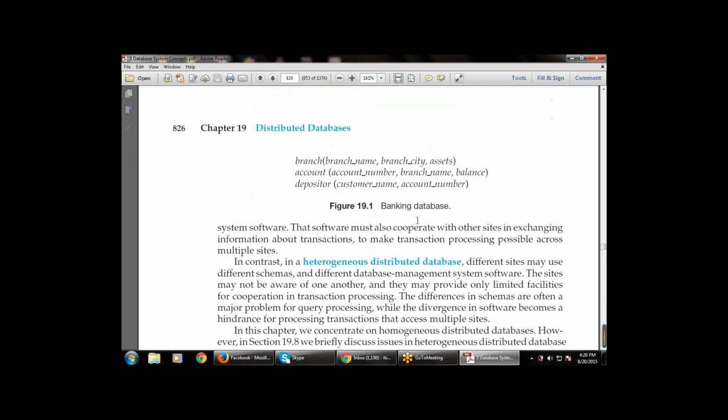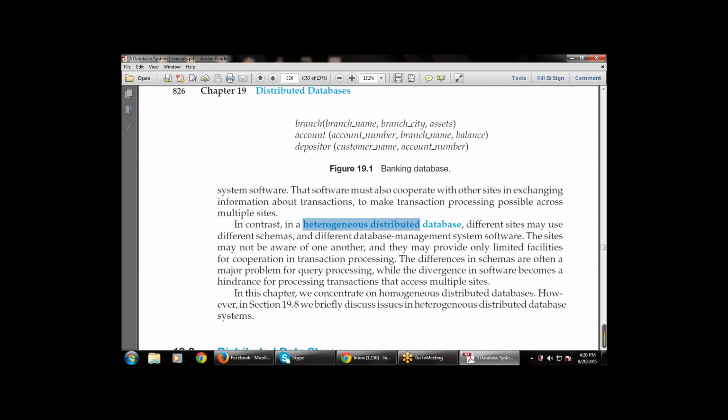In the case of a heterogeneous distributed database system, different sites may use different schemas and different database management system software. The sites may not be aware of one another. That is, the different sites are not aware of the current activity at each other, and they may provide only limited access for cooperation in transaction processing. That is, different sites have different schemas and different options used for making the distributed system. That is a heterogeneous distributed database. Homogeneous means everything is the same: the schema is the same, the site is the same. That is a homogeneous distributed database.